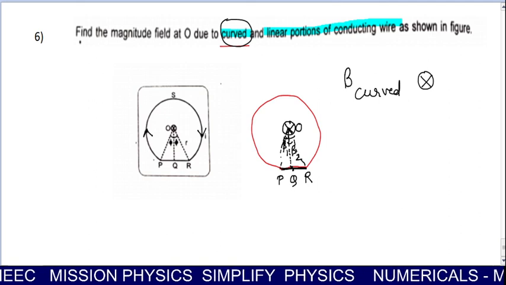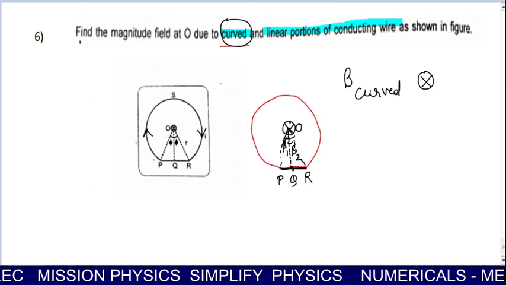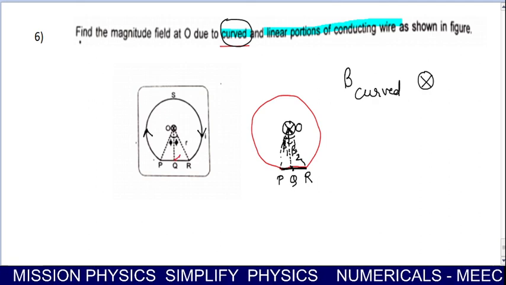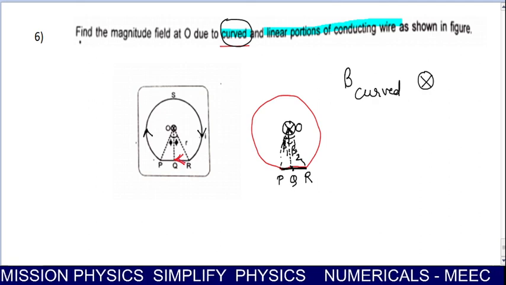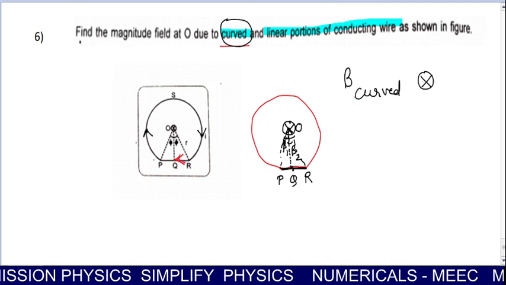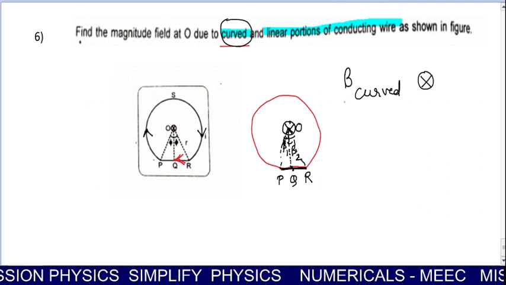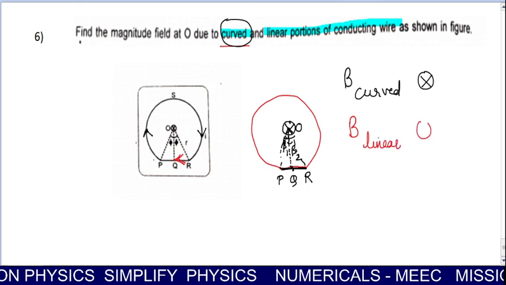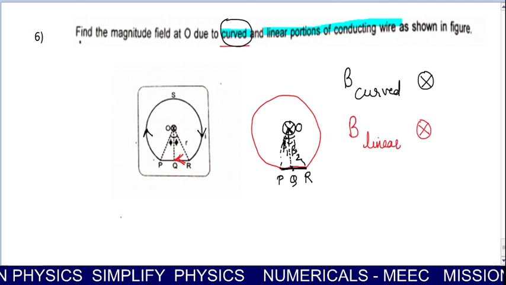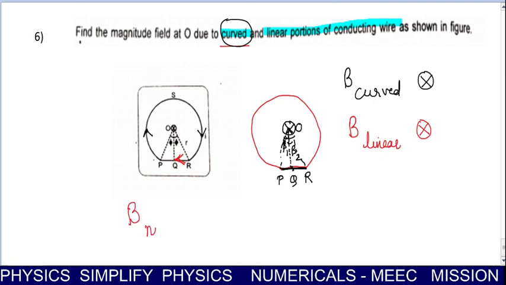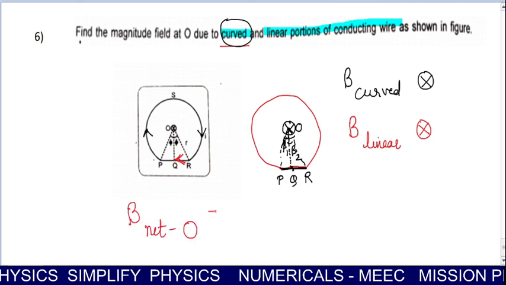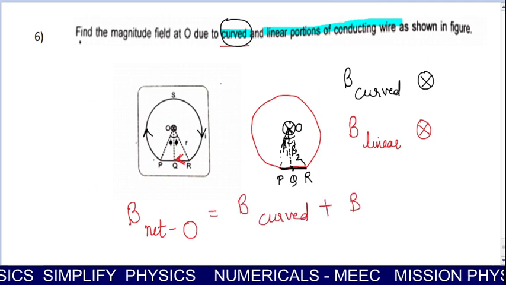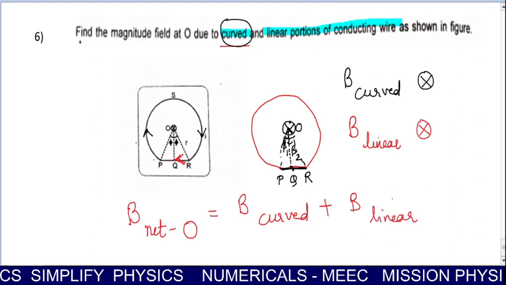और फिर आप अपना राइट हैंड का थंब रखेंगे फिर RP के करंट पर. तो RP में करंट इस तरह से जा रहा है कंटिन्यू फ्लो में. So again, the fingers are going inward. So the magnetic field due to the linear portion is also going into the plane of the paper. So we will be getting the net magnetic field at point O as the magnetic field due to the curved part plus the magnetic field due to the linear part.